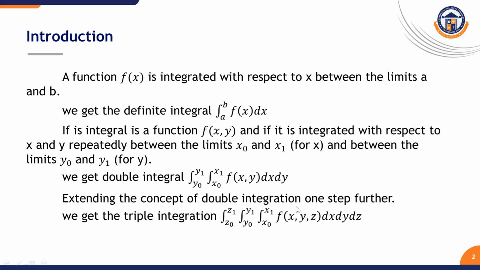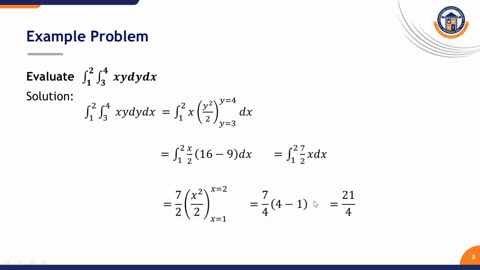Extending the concept of double integration one step further, we get the triple integration, integral z0 to z1, integral y0 to y1, integral x0 to x1, f of x comma y comma z dx dy dz. In this triple integration, first integrating with respect to x, limit varies from x0 to x1. Next integrating with respect to y, limit varies from y0 to y1. Next integrating with respect to z, limit varies from z0 to z1.